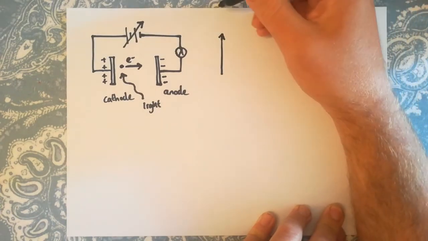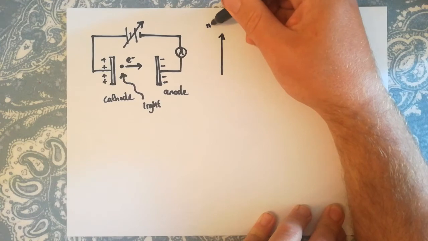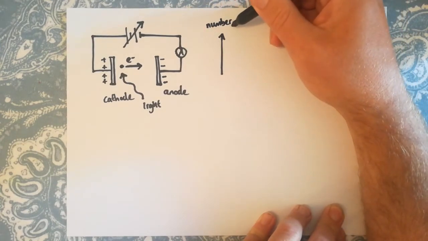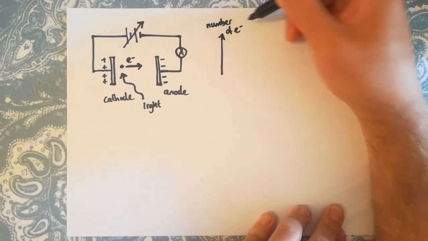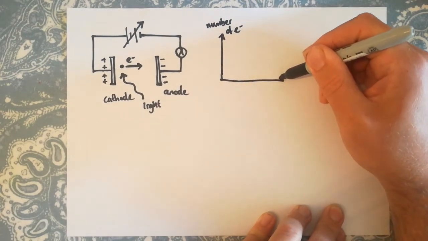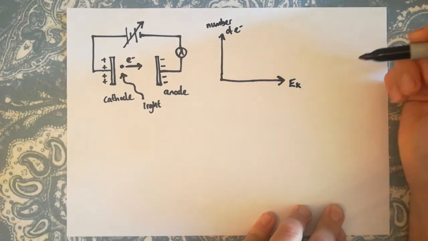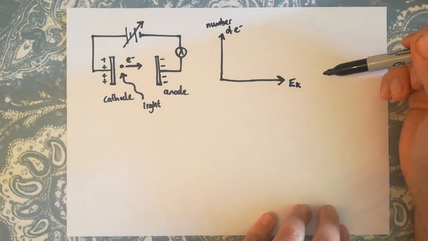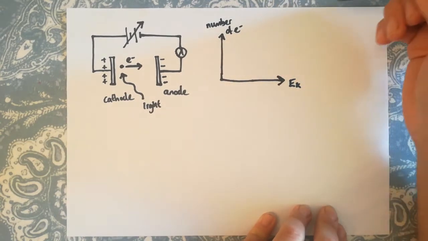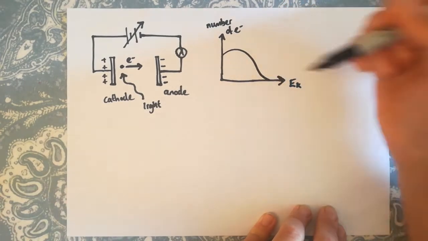And so if we did that experiment, what we would end up with is perhaps a graph that looked like this. We've got the number of electrons that have different values of kinetic energy. And if you do this experiment, you see something that looks a little bit like that.